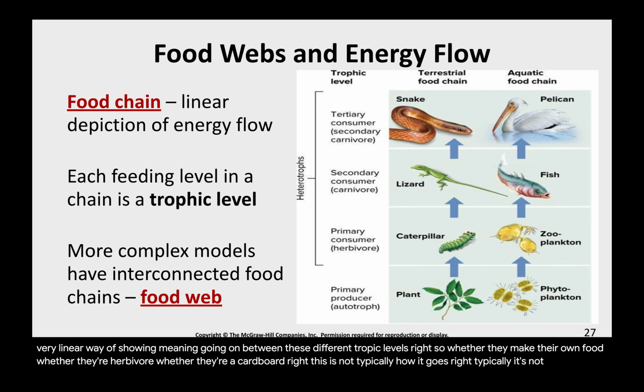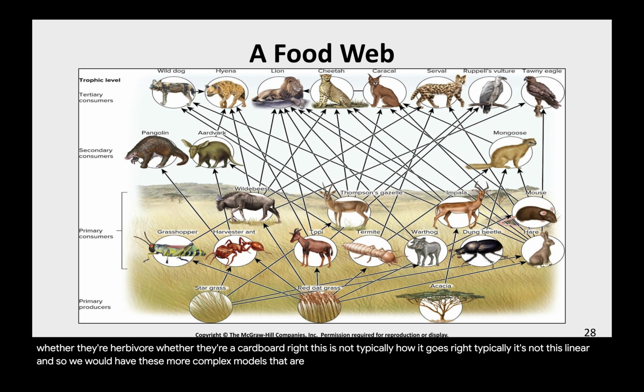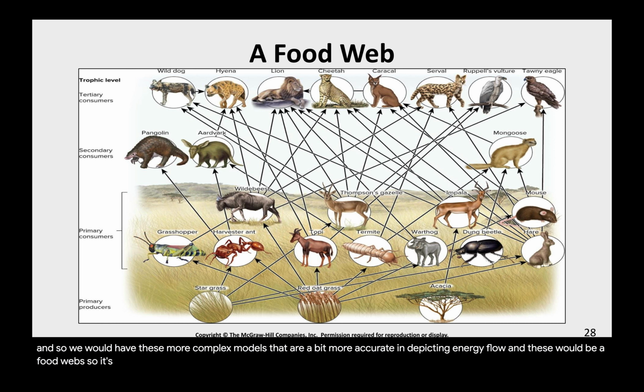Typically it's not this linear. And so we would have these more complex models that are a bit more accurate in depicting energy flow, right? And these would be food webs. So it's not linear, it shows way more interactions, it shows how the community is much more dynamic than just a caterpillar eating a plant, lizard eating a caterpillar, right?